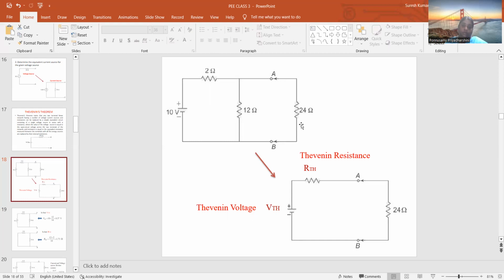So how to find out the voltage across the 24 ohms? The 24 ohms and the 12 ohms are connected in parallel. If I find out this voltage, this is equivalent to the voltage across the 24 ohms. And how to find out the drop across this 12 ohms? V is equal to IR. So 12 and 2 are connected in series only. So 12 plus 2 is 14. So I is equal to 10 divided by 14. I will be getting the current, and that is multiplied with the 12 ohms. I will be getting that.